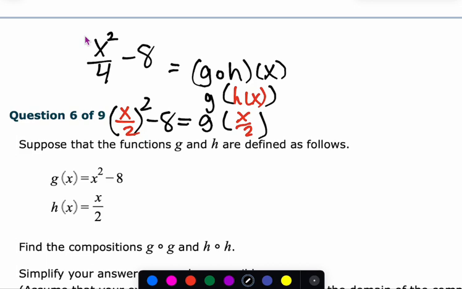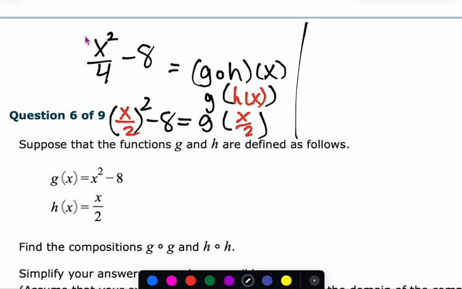Okay. Now, look at what they've asked us to find down below. They wanted us to find g of g and h of h. To square a fraction, just square the top and square the bottom. Okay. So yeah, just do them each individually.